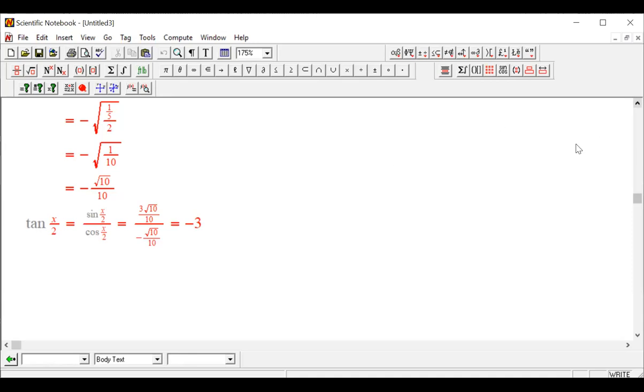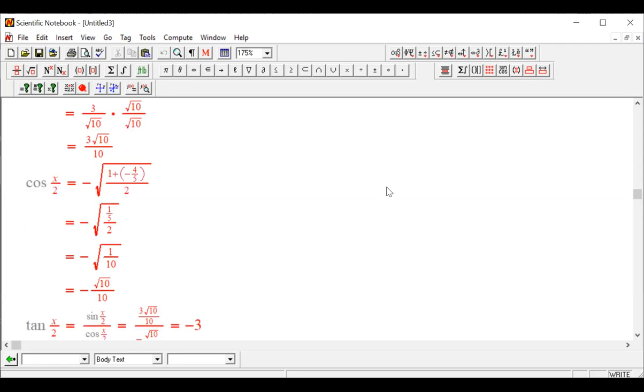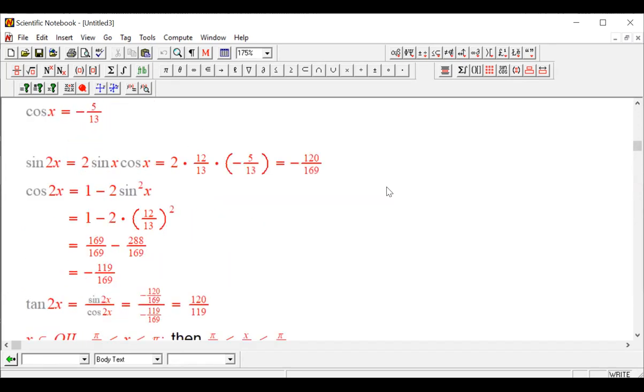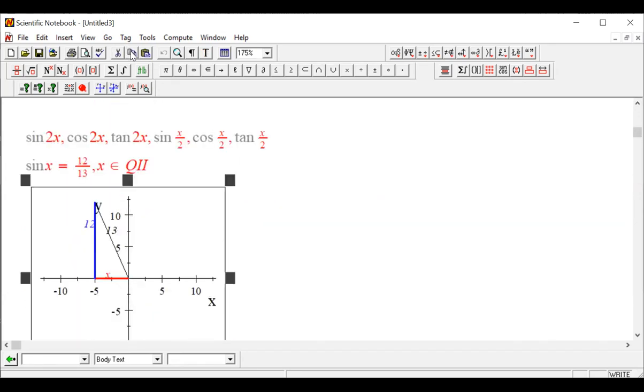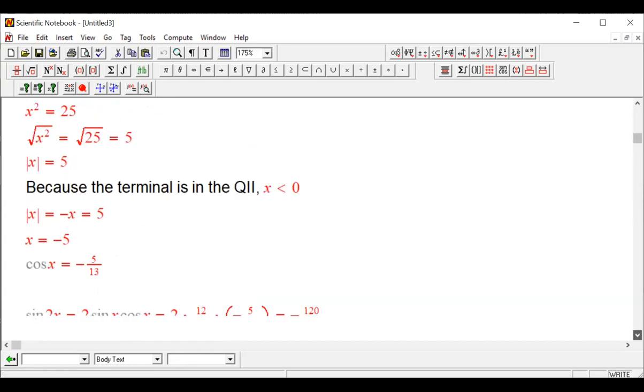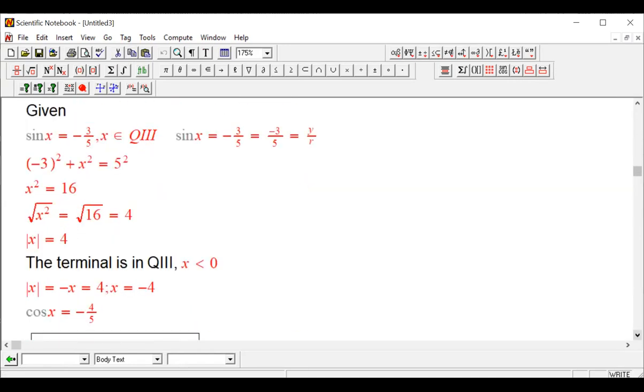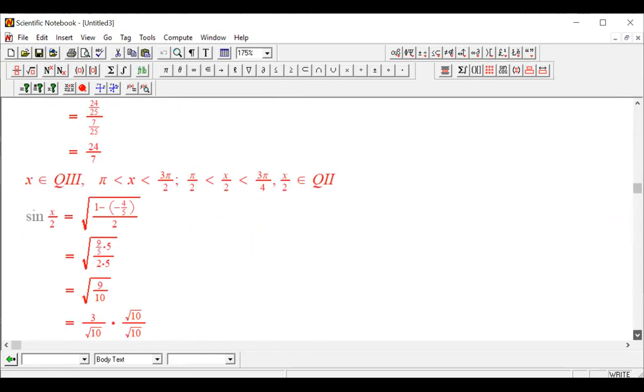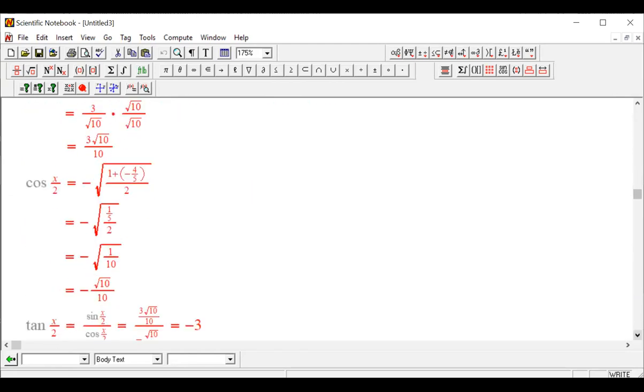The next question we're going to work with is given sine x equals -5/13 and x terminates in quadrant 4. We already know the routine and we have a nice picture we can use, so I'm going to use this picture, except it's not in the same quadrant. So I'm going to take a little shortcut here in terms of drawing the picture.